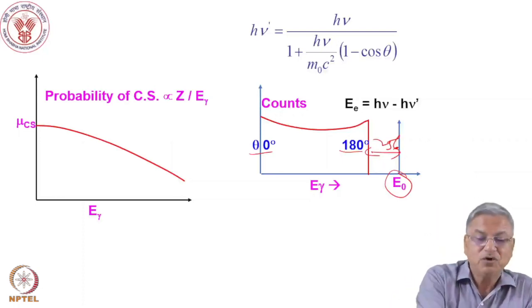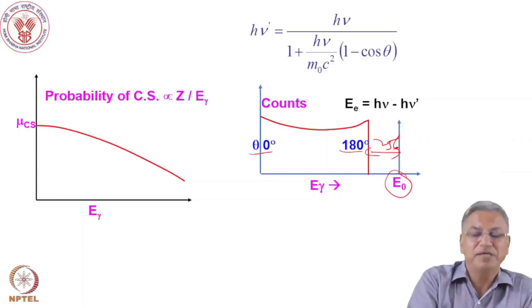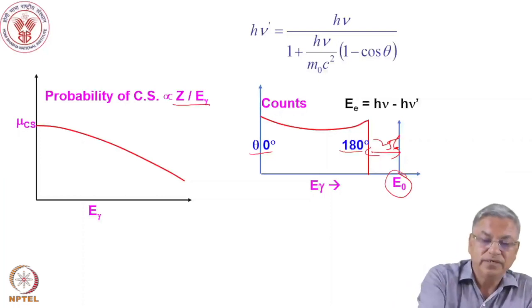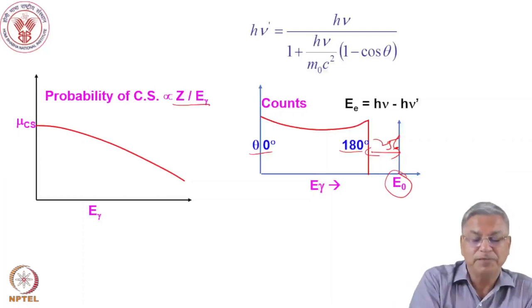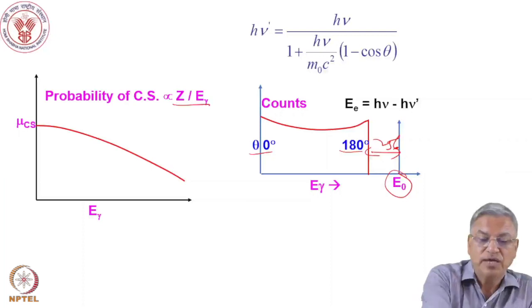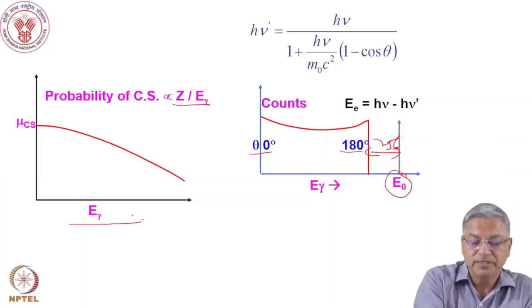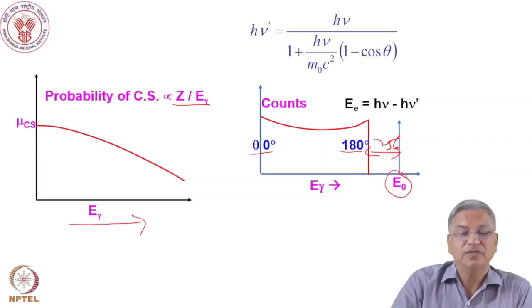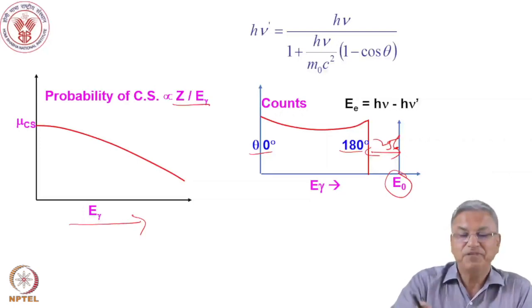The probability of Compton scattering has a mild dependence on Z and the energy of the photon. What is shown here is the energy dependence. As the energy of the gamma ray increases, the Compton scattering cross section decreases with the energy, but it is a very mild dependence.